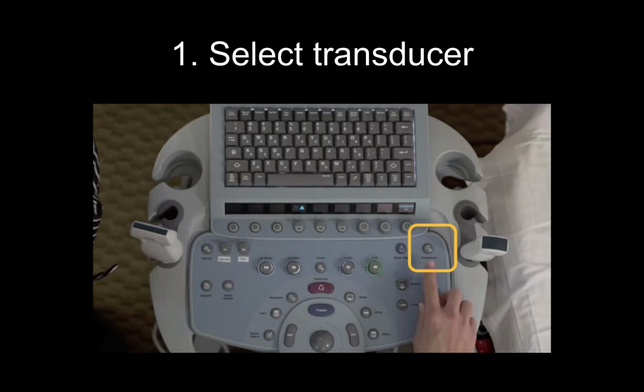So this is the machine we have on the wards at the Rural Victoria, the Zonare Z1 Ultra, and over the next few slides I want to highlight a few key elements required for you to set up with the machine. So the first step is to select the transducer, and you can do that by pressing the transducer button at the top right of the machine's keyboard as shown here.